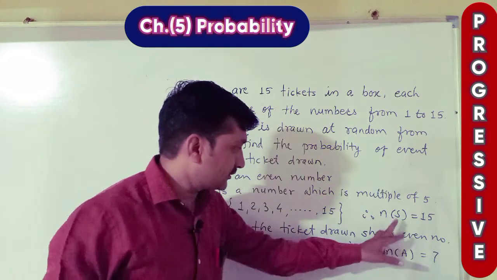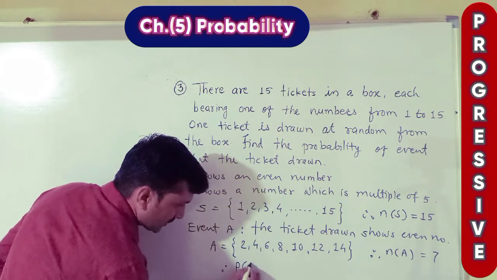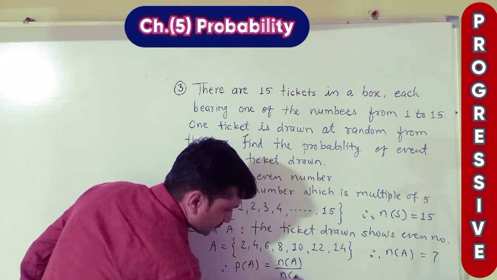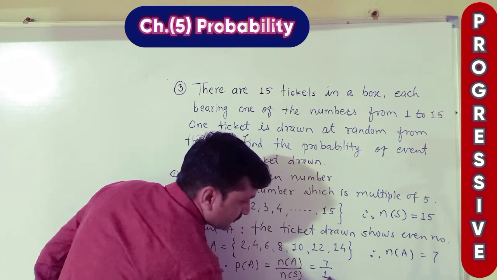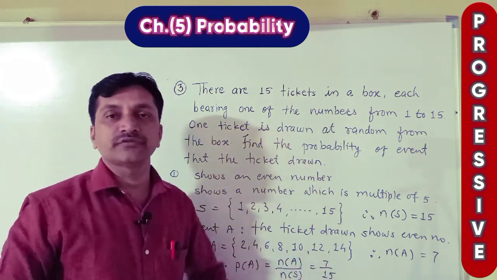Therefore after getting n(S) and n(A) we want P of A, probability of A. Therefore probability of A is equal to n(A) upon n(S). n(A) is 7 upon n(S) is 15. Therefore probability of event A is equal to 7 upon 15.